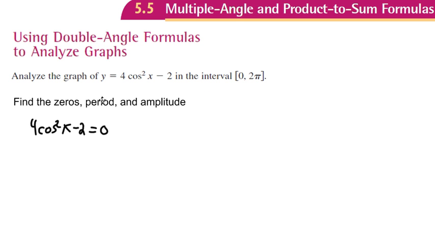Okay, well, check this out. We have 4 cosine squared of x minus 2. They both have a 2 in common, right? So that means I'm going to factor out a 2. So I get 2 times (2 cosine squared of x minus 1) equals 0. Now, look back on your formulas, on your double angle formulas. This right here, 2 cosine squared x minus 1, this right here is cosine of 2x.